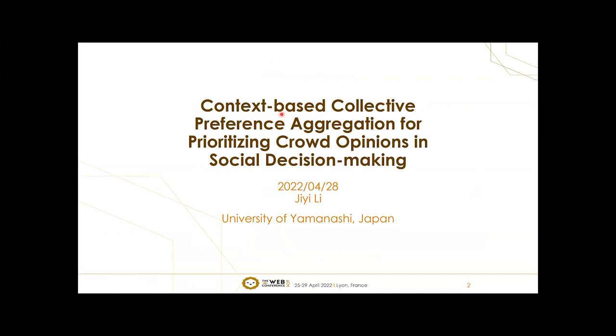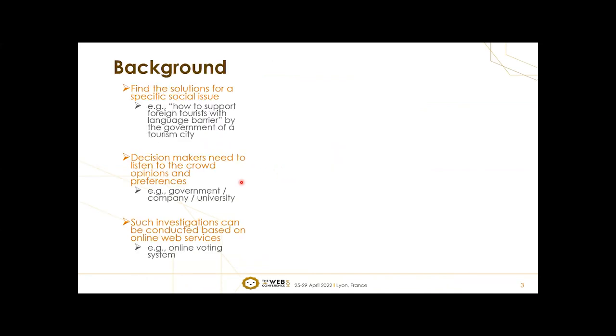My topic is context-based collective preference aggregation for prioritizing crowd opinions in social decision making. In daily life, people would like to find solutions for a social issue. For example, the government of a tourist city wants to decide how to support foreigners with a language barrier. We hope that the decision makers can listen to the crowd opinions and preferences as much as possible while they make the decisions.